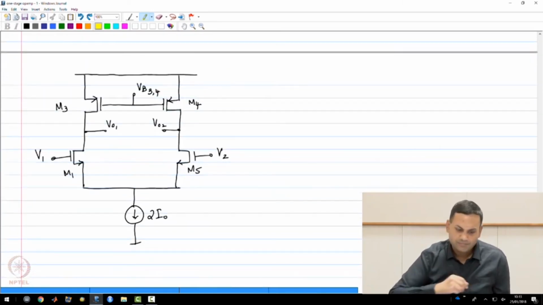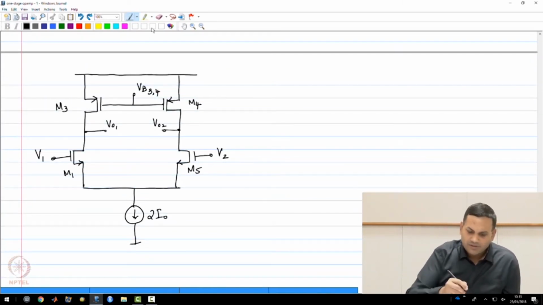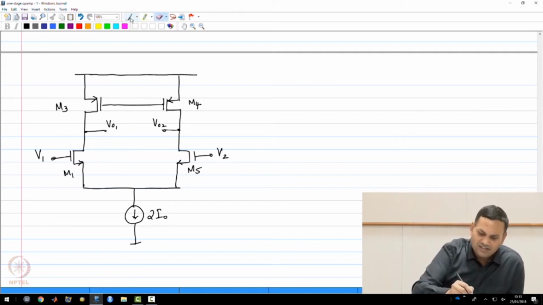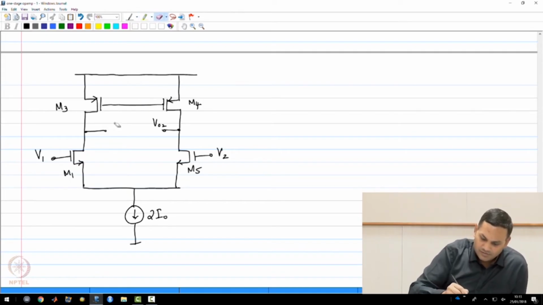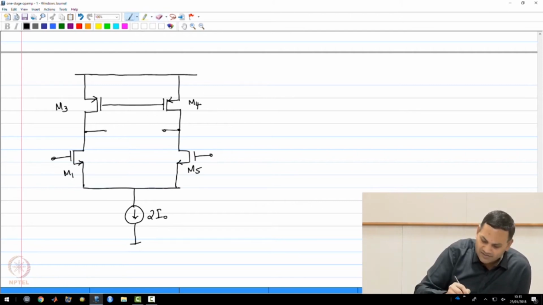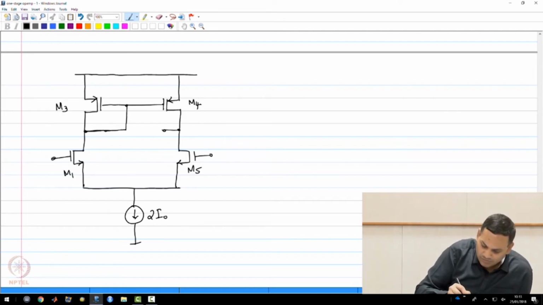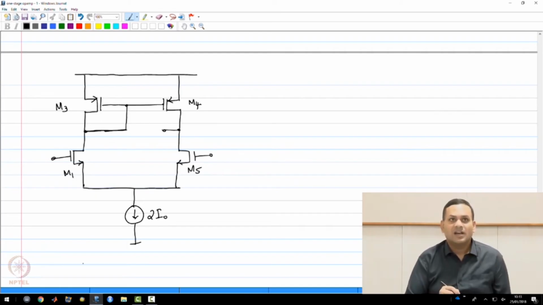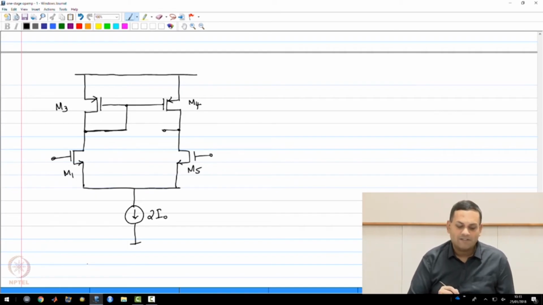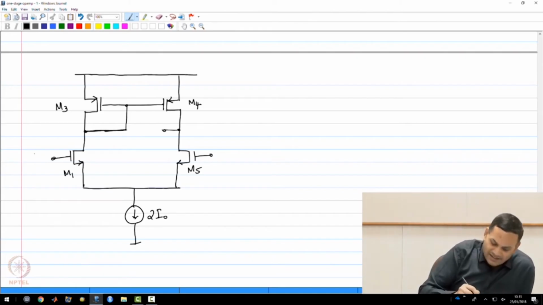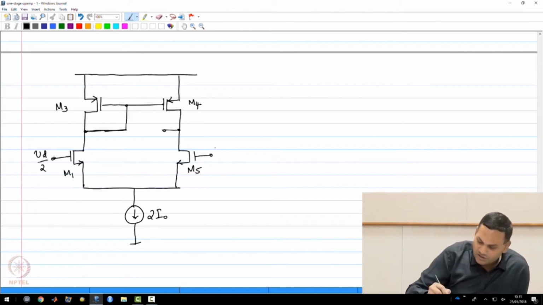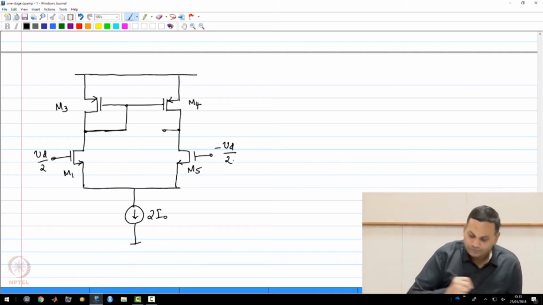And change this connection slightly to modify our circuit. So please note the change in circuit connection. I am now taking the gate of M3 and M4 and connecting it to the drain of M3. Let us see what happens for the differential currents in this case.